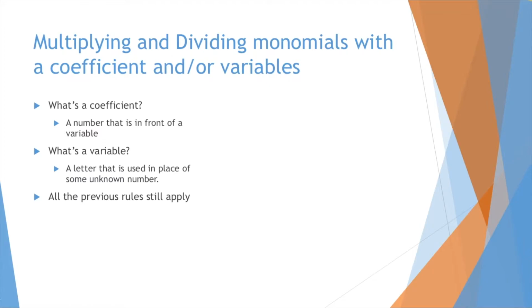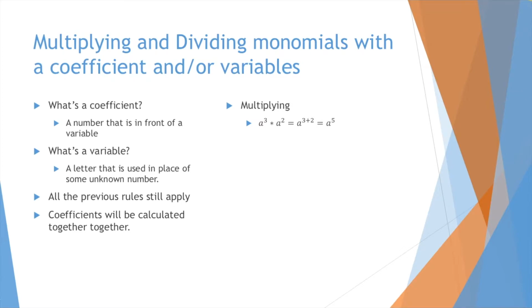So when we multiply and divide them, all the same rules apply, but the coefficient numbers that are out in front are going to be calculated separately, away from the variable or the numerical base number that we have. So let me put it as an example to try and clarify what I mean by that. Let's start with multiplying. We're going to multiply variables together first. A to the third times a to the second. Same rules apply. I'm adding the exponents with the same base number. The base here is a, so I have a to the 5th.